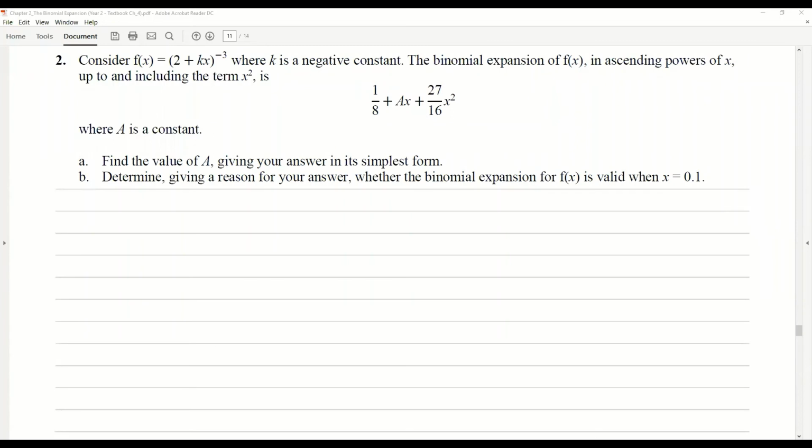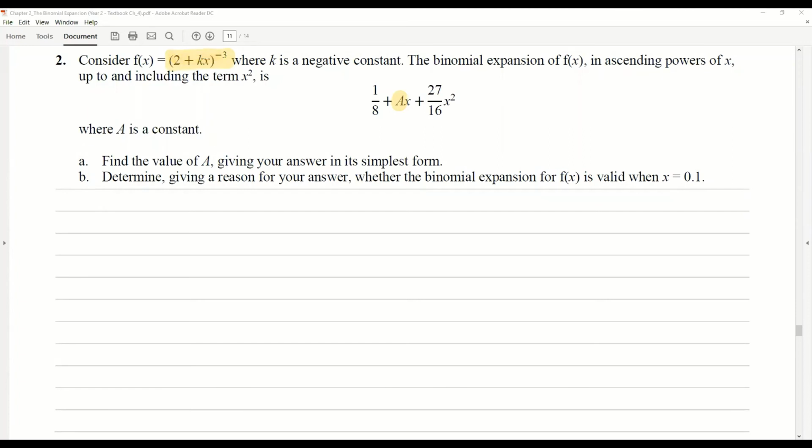In our worked example 2, which is our final example, we're asked to look at a function f of x, which is (2 + kx) to the power -3, and k, we're told, is a negative constant. And we're given the expansion with an unknown a, which is shown here. So we have to find the value of a. That's our task.